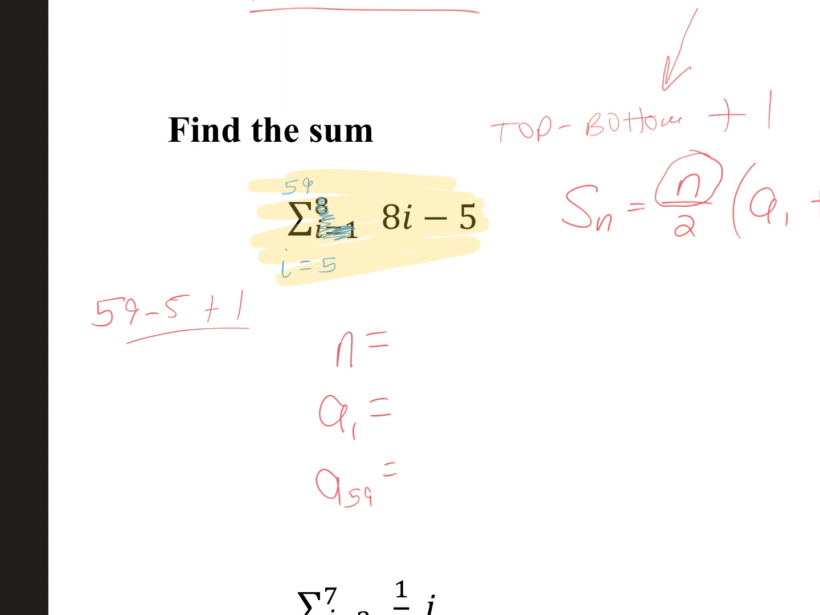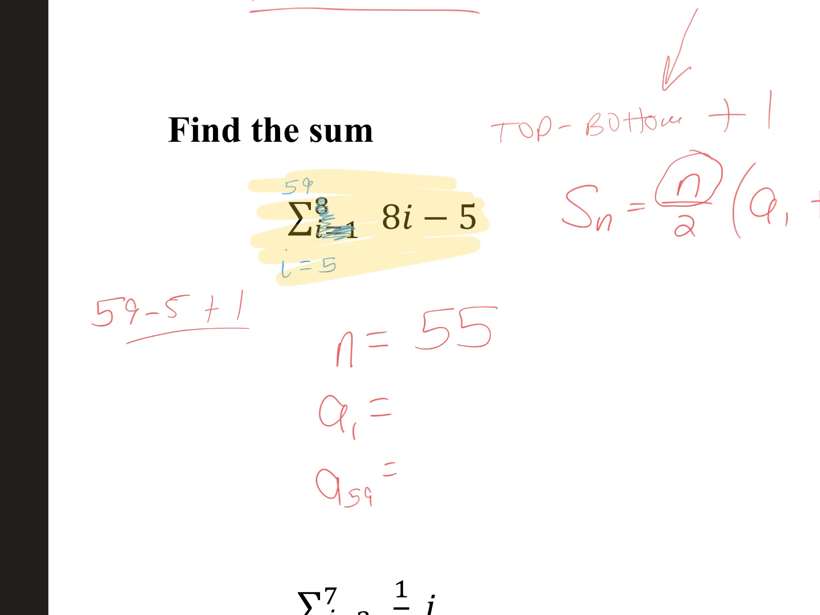So what's 59 minus 5? 54 plus 1 is 55. In between 5 and 59, there's actually 55 terms because 5 is included and so is 59. So anytime you guys have a sum, whether it's geometric or arithmetic, and it's a big gap, just say top minus the bottom and then add 1.